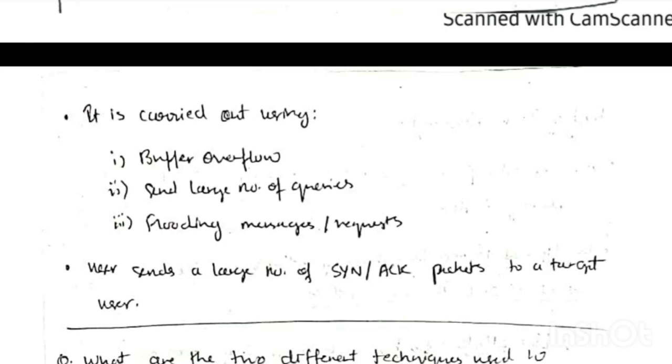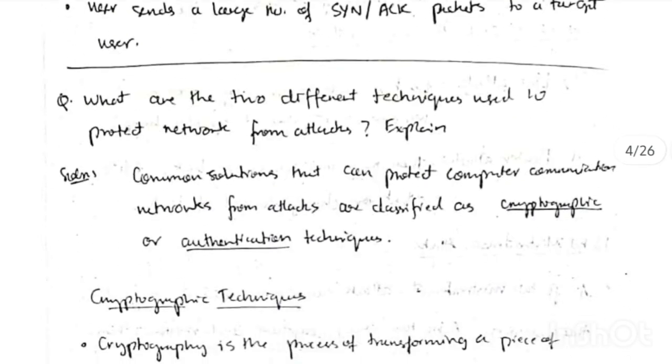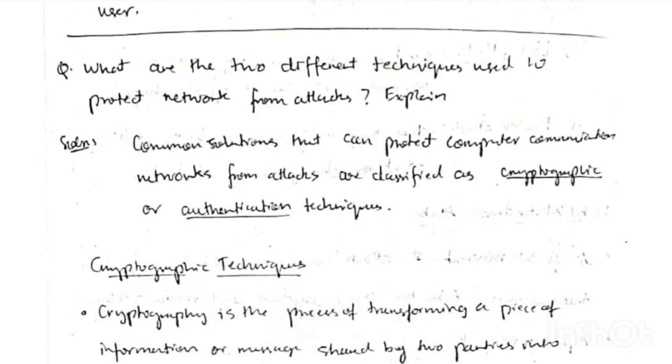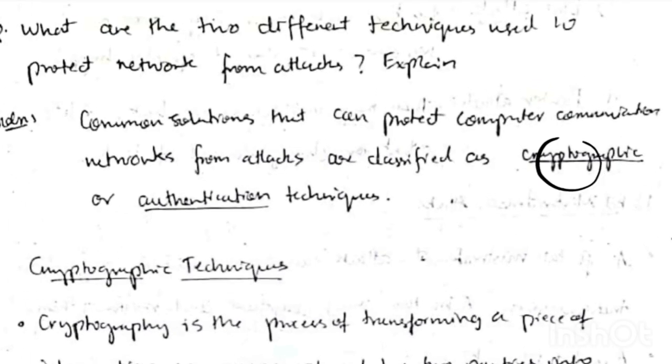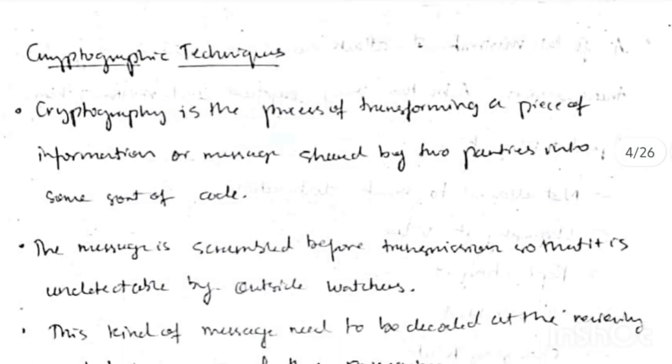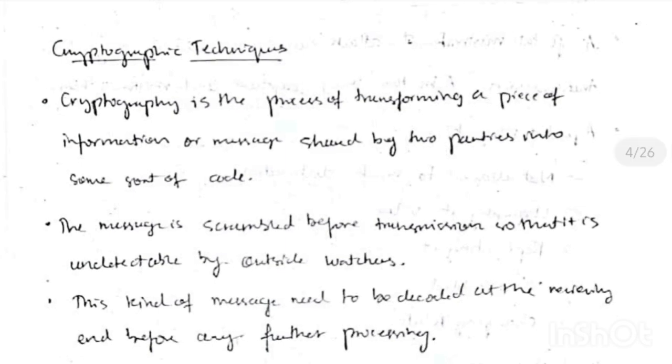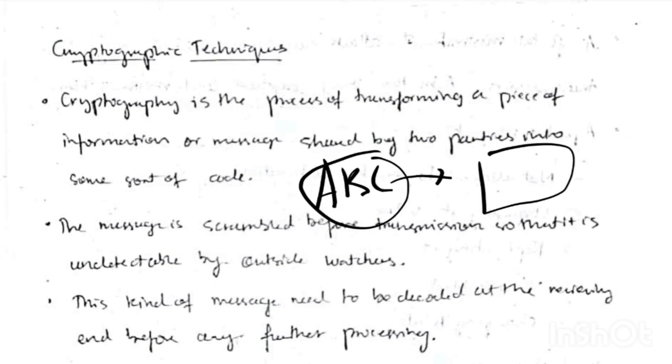Okay, so that was the first topic, and the next one is: what are the 2 different techniques used to protect the network from attacks? The 2 techniques are cryptography and authentication. I have discussed what cryptography and authentication are. Cryptography is the process of transforming a piece of code, like if it is ABC here, it is transformed to some other unreadable format, like hash, exclamation mark, and X and so on.